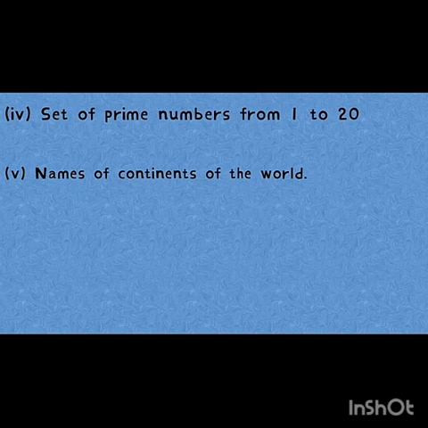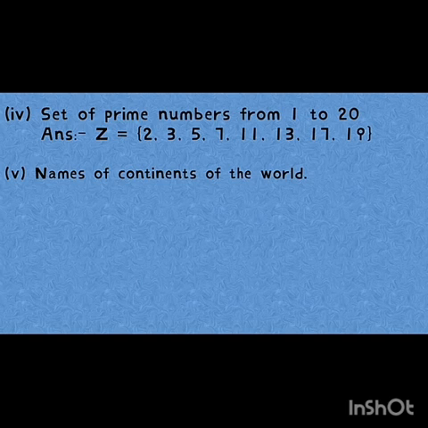Now question number 4, set of prime numbers from 1 to 20. Here we have to write the set of prime numbers starting from 1 to 20. So answer will be, Z is equal to, in curly bracket, 2, 3, 5, 7, 11, 13, 17, 19, curly bracket completed. Like this we will write.